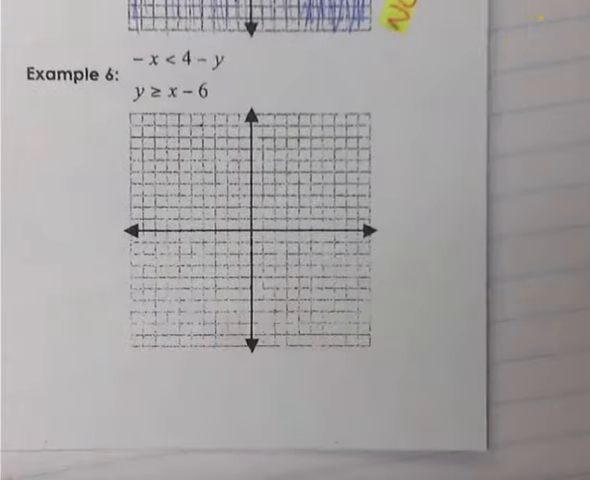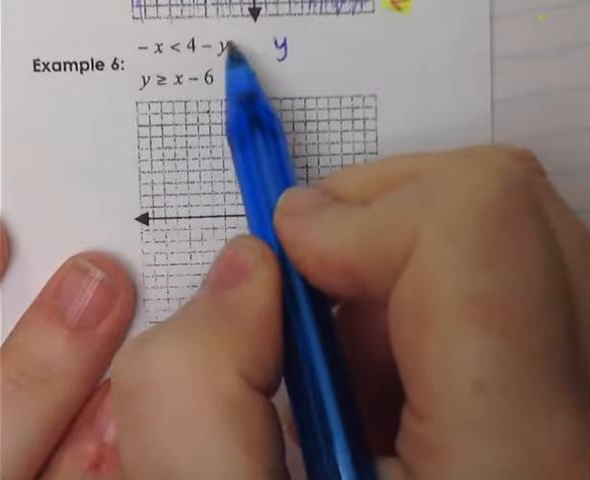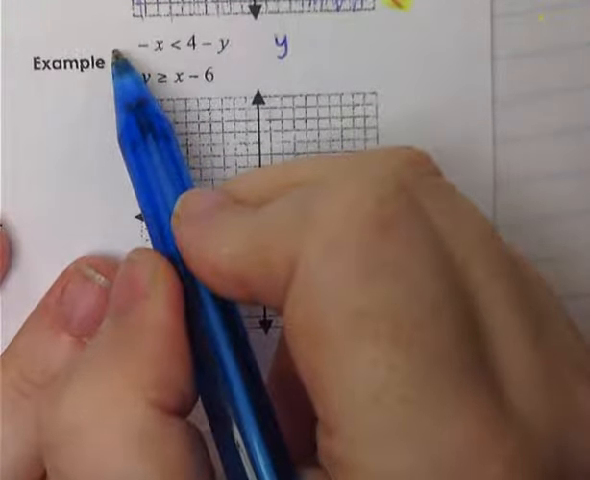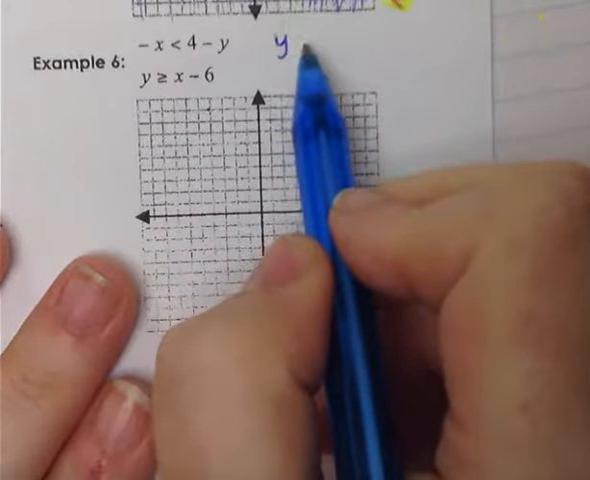On this last example, we need to go ahead and put our first one into slope-intercept form. So in order to do this, we know we want to put our y first. Now the y is on the other side, so actually if I just add it to the other side, it's already going to be the y, so that one's fine. I'm going to skip the inequality for right now.